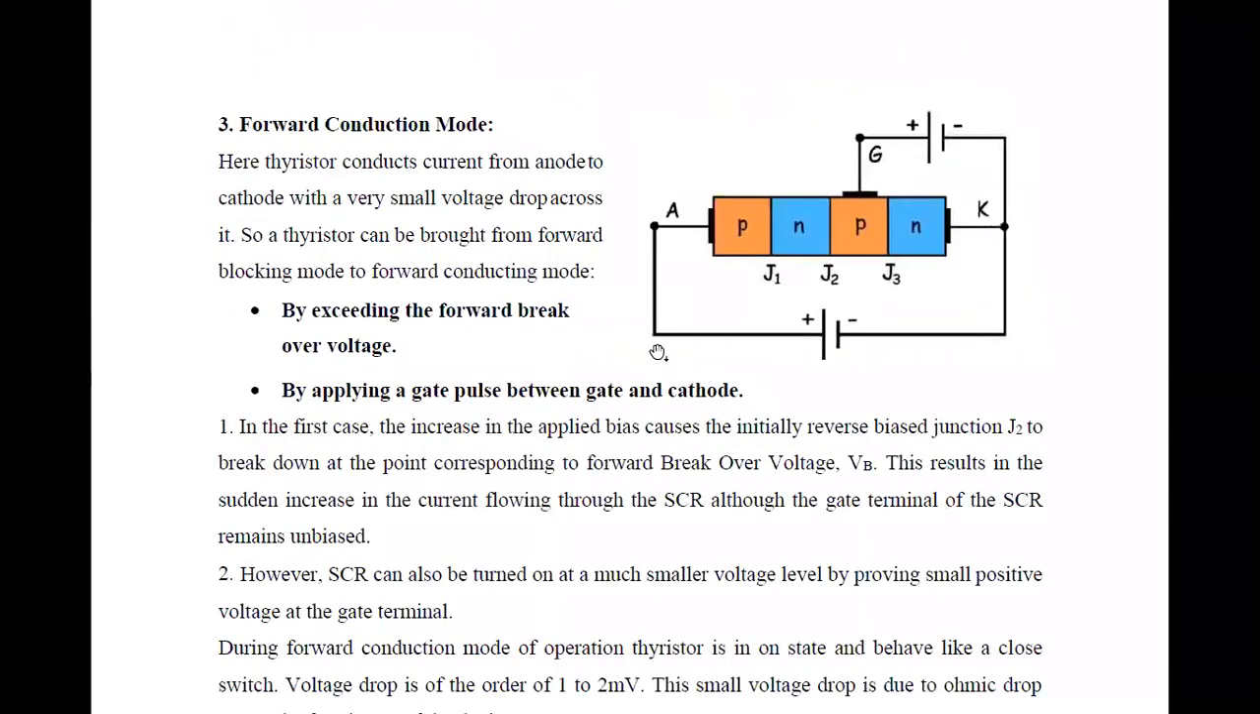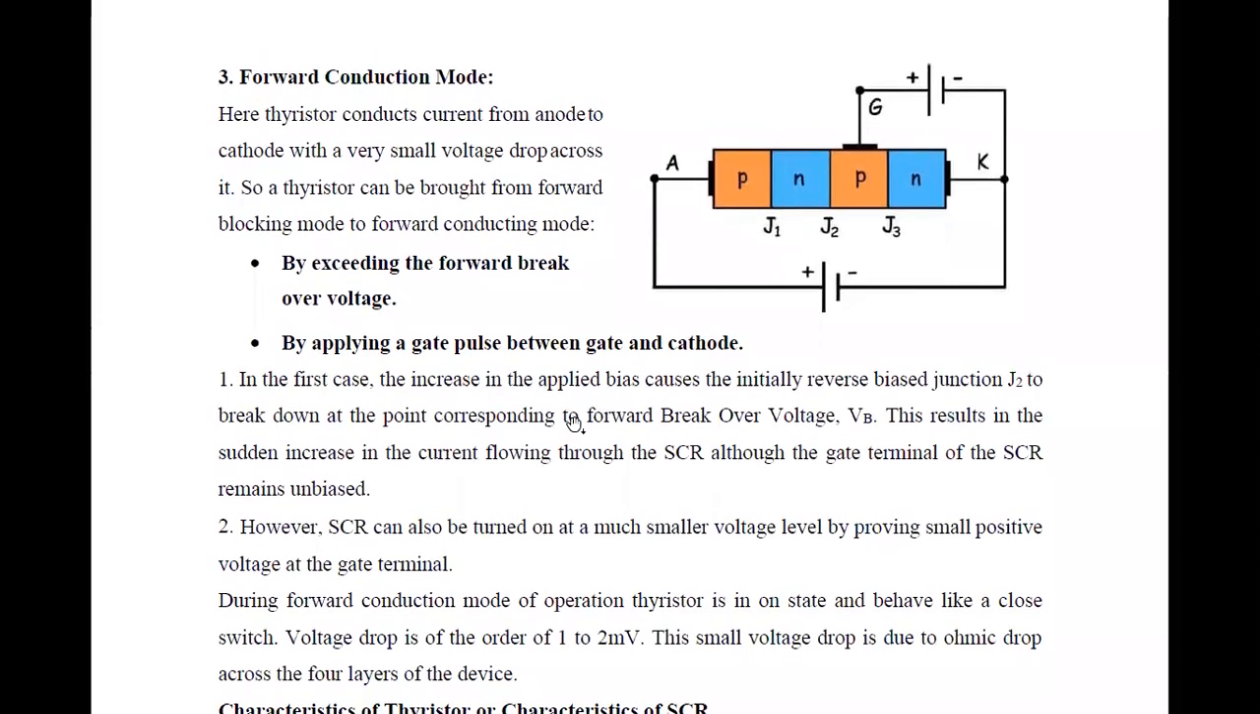Next, forward conduction mode. The connection is the same as that of the forward blocking mode: anode is positive with respect to cathode. In this mode, the thyristor conducts current from anode to cathode with a very small voltage drop across it. This can be done by two methods. One is by exceeding the forward breakover voltage, and the other is by applying a gate pulse between gate and cathode. So this is a gate supply.